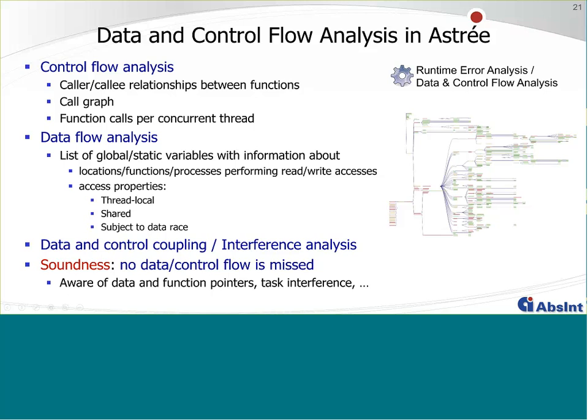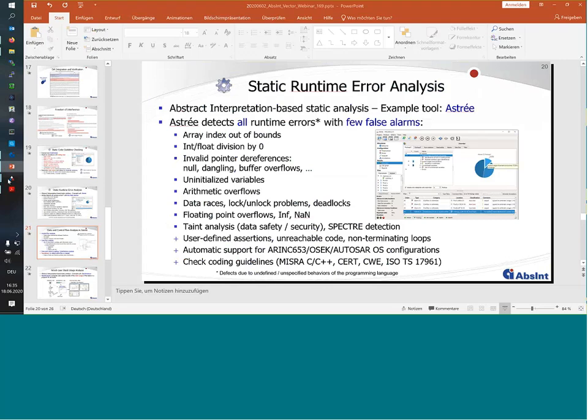Part of interference analysis you have to do for all safety norms. And then the important contribution of soundness here: if you have a sound analyzer, this means that no data and control flow is missed. If you would not have a sound analyzer, it would always mean that there is some potential data flow, some potential control flow you are actually missing, possibly. Okay, so let's have a look at how this looks in the tool.